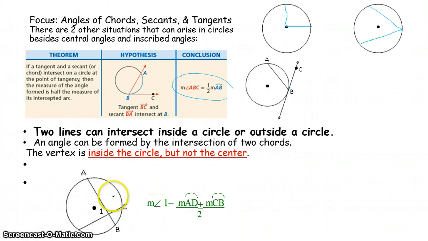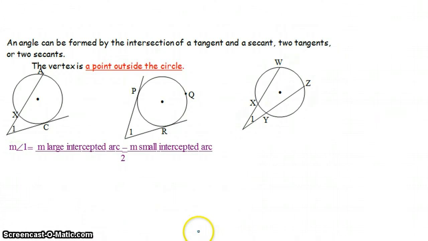In this case, in order to find the measure of angle 1, we would look at the intercepted arcs. In this case, we have arc AD and we have arc CB. To find the measure of that angle inside, we would take those two arcs, add them together, and divide by 2.